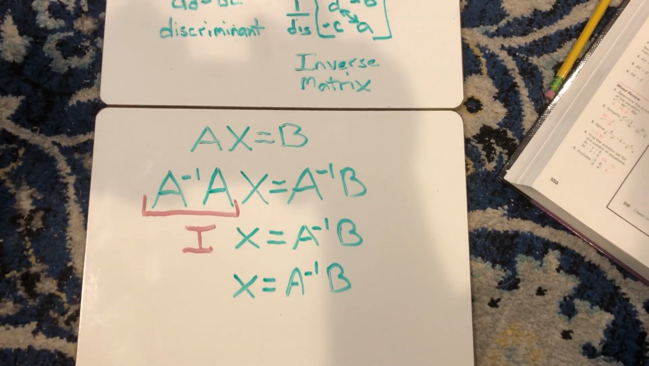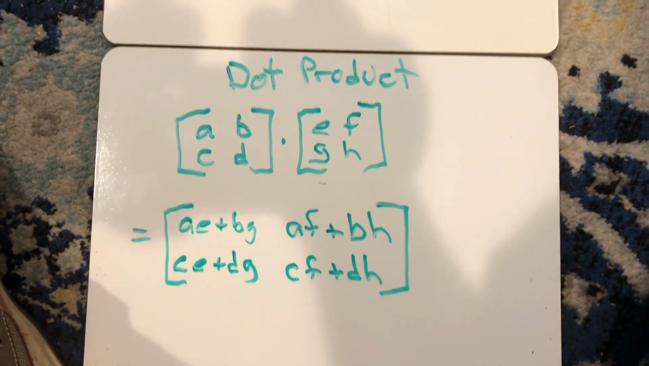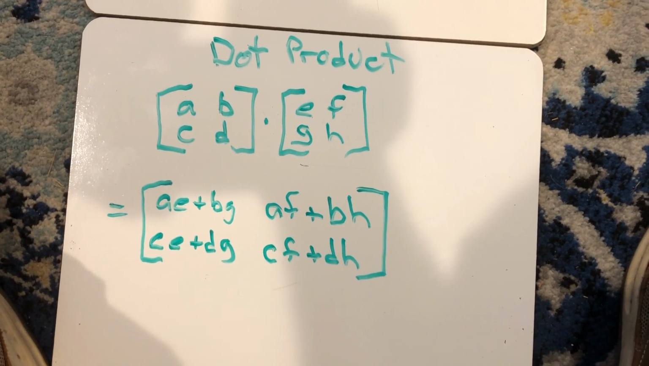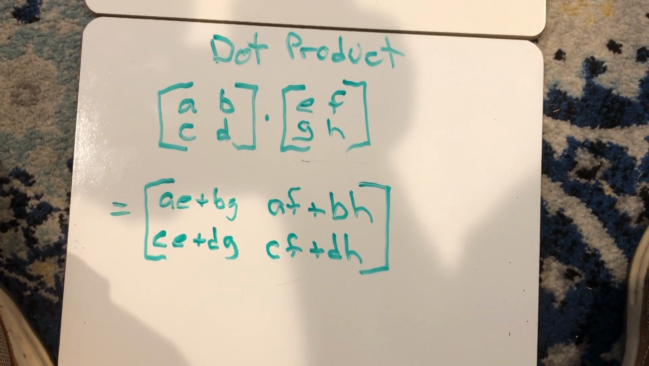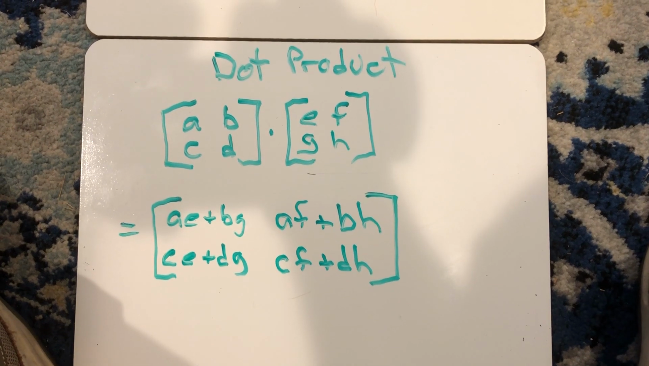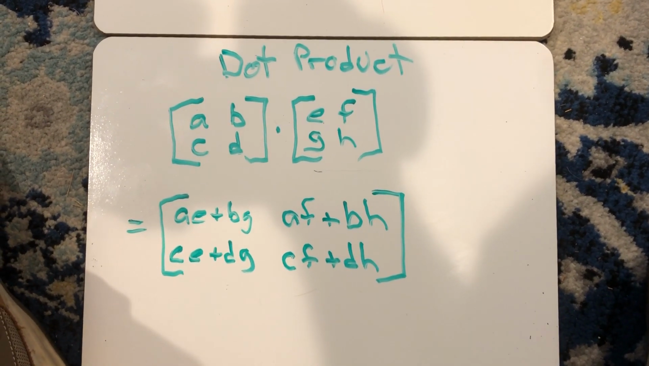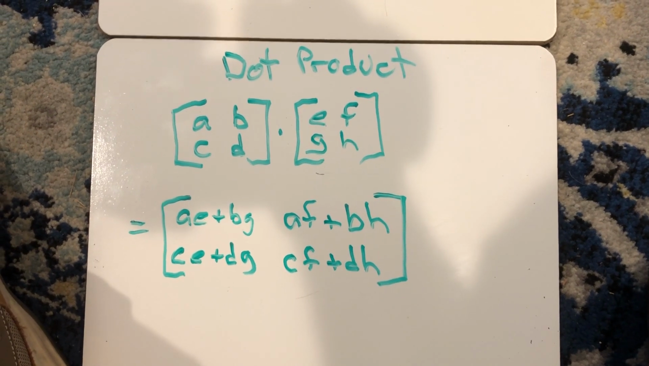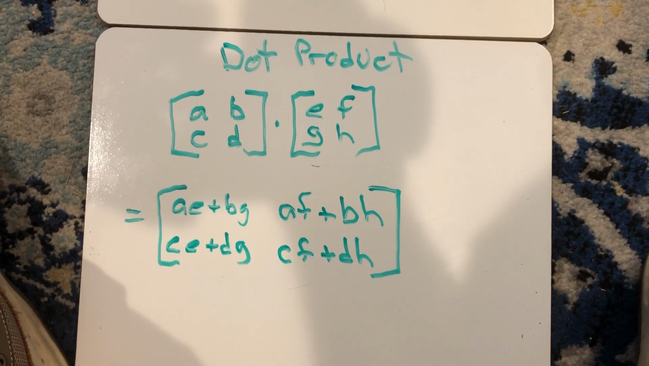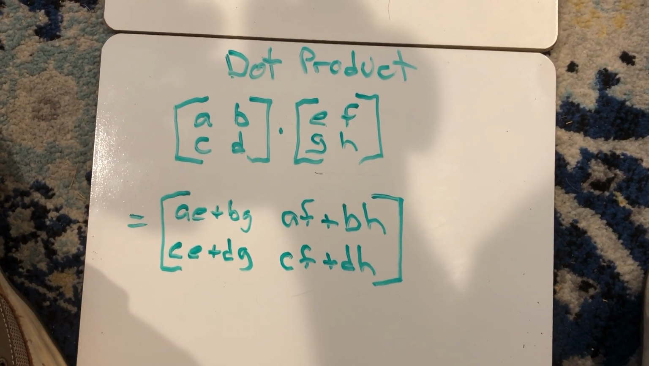and that would be using dot product. Dot product is row times column, depending upon where the element is that we're working on. So if I'm working on the element in the top left of my answer, that's row 1, column 1. I'm going to multiply row 1 times column 1. That's going to be A times E plus B times G.